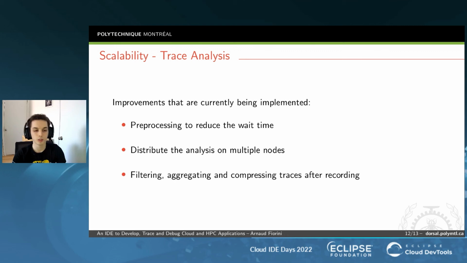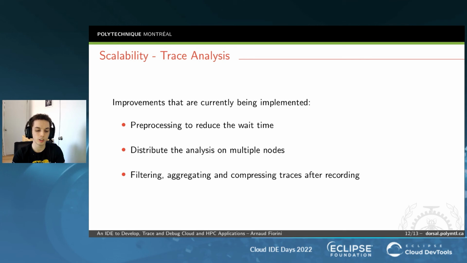And finally, there is filtering, aggregating, and compressing traces. That's after recording, because event filtering was before recording, where we filter out the events so we do not record them. This is the next step, so it's a post-processing step. We filter out events that are not useful, or events that are already used by some analysis and not needed after that. And so we don't need these events, so we filter them out.